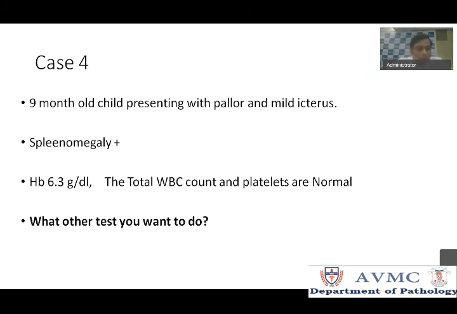So you can do simple investigations. Just take a blood sample, look for LDH, look for bilirubin. Do a retic count, whether reticulocytes are increased or not. If it is increased, it's again pointing towards hemolytic anemia. So increased bilirubin, increased LDH, and you can also do a retic count.